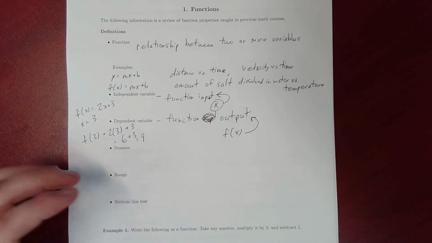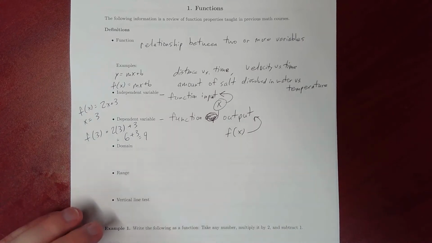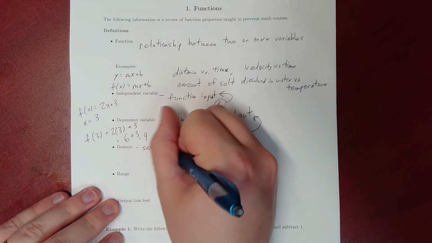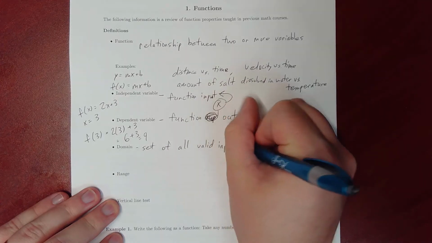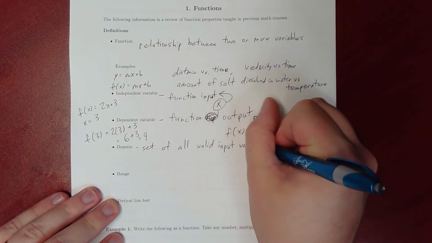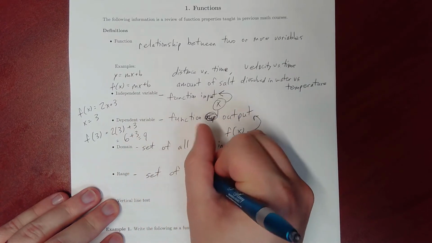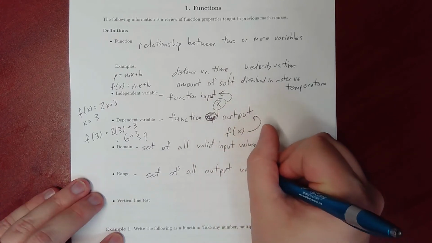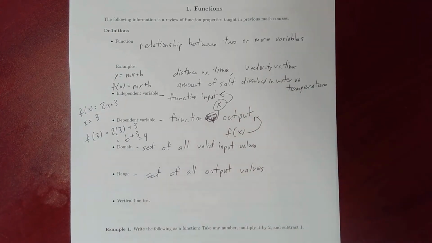All right, so when we're talking about functions, we have a couple of different terms we want to make sure we understand: domain and range. The domain is the set of all valid input values, and our range is the set of all output values. We'll talk a little more about these as we continue on to see some examples.